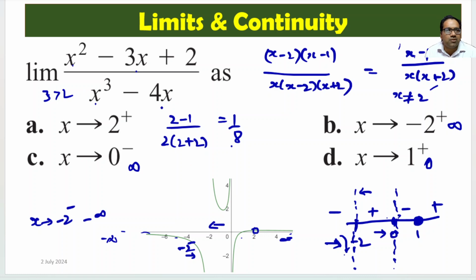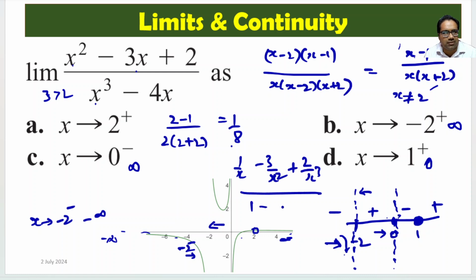This function will approach 0. It is very easy to verify this also. If we divide everything by x cube, in the numerator we get 1 by x minus 3 by x square plus 2 by x cube. In the denominator, what will you get? 1 minus 4 by x square. So everything will tend to 0. Basically, what will you get? 0 by 1, which is anyway 0. This is very easy to verify also.